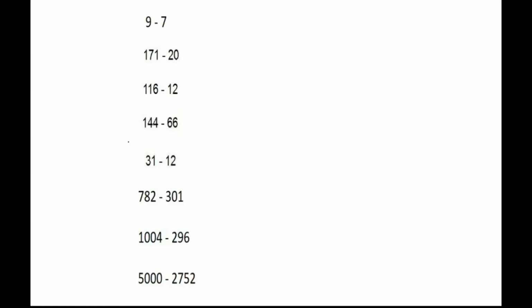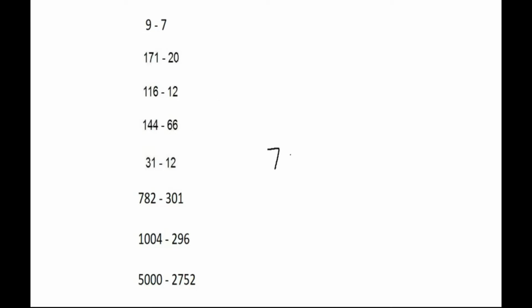Let's subtract. 782 minus 301. I'm going to rewrite this problem in a vertical format. And remember, the numbers must be written in the order that the problem was given. 782 has to go on top and 301 must go at the bottom.